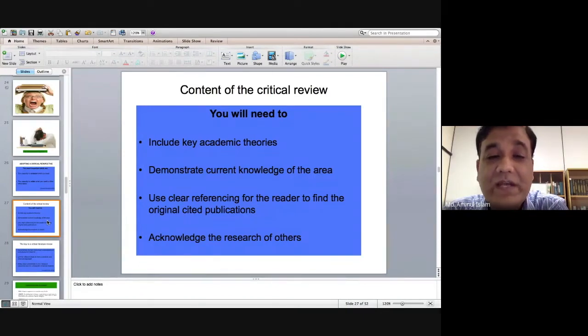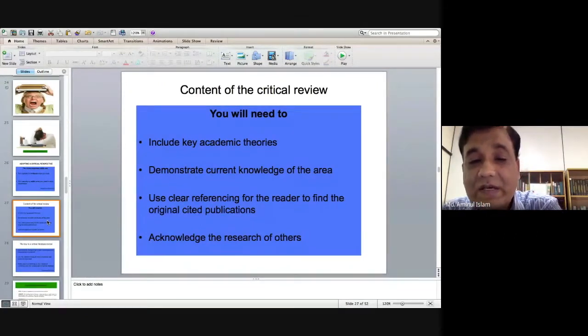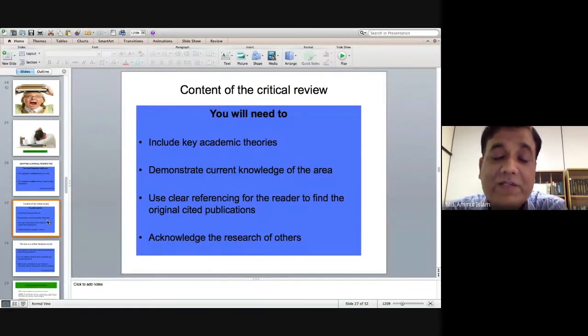You have to use clear referencing so the reader can find the original cited publication. Anything that we say in the literature must be supported by previous research. Citation must be there. We cannot simply say something that we think or we believe or we feel; those sorts of things cannot be in academic writing. Everything must be cited, so the referencing has to be very clear.